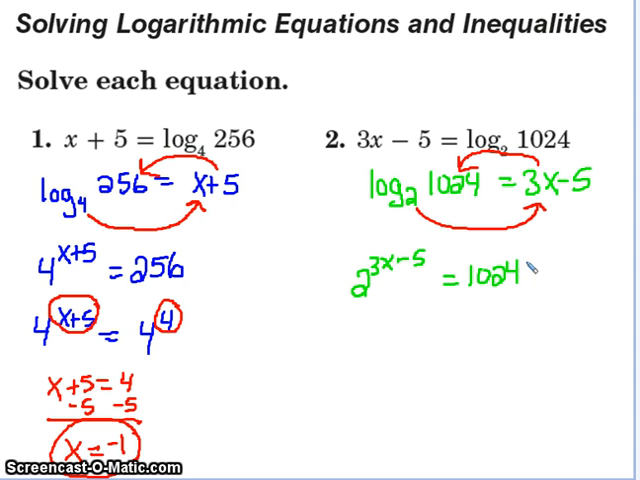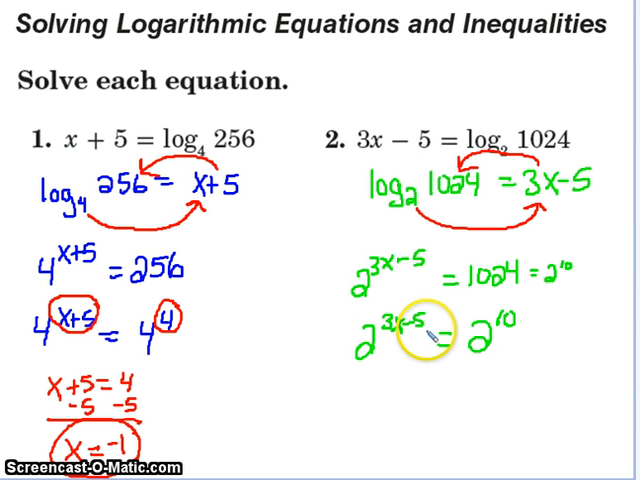I'm not sure how many times we have to multiply 2 to get 1024. So I'm going to do like 2 to the 7th. And that gives me 128. I'm going to do 2 to the 10th. I got it. 2 to the 10th equals 1024. So I know that this is 2 to the 10th. So we can trade that in. We get 2 to the 3x minus 5 equals 2 to the 10th.